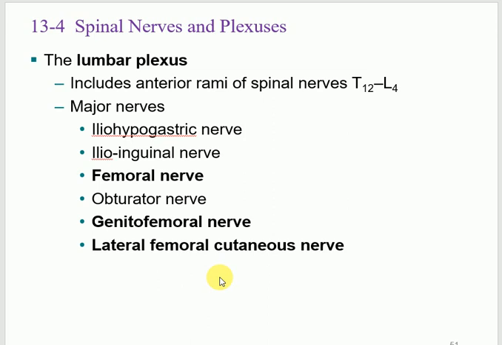Lumbar plexus, which is L1 to L4. The nerves that I want you to know here are the femoral nerve, obturator nerve. But femoral nerve is the most important. Femoral nerve. You have a lot of nerves, right? I want you to pay attention to the most important and the biggest one, the largest, femoral nerve. If you don't remember, you cannot forget from the lumbar plexus, femoral nerve.